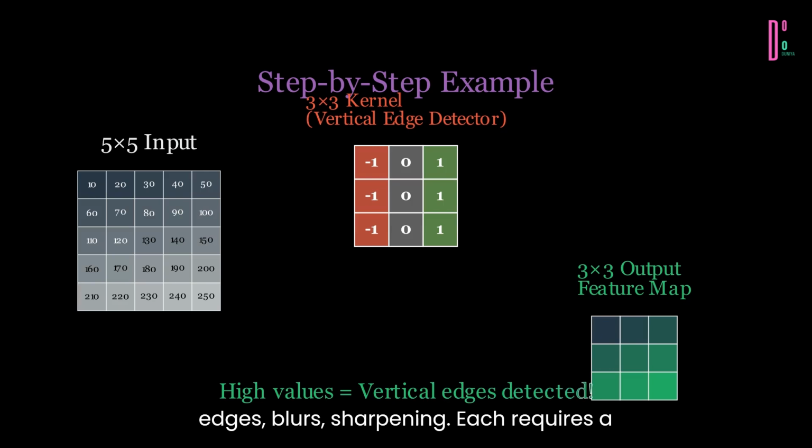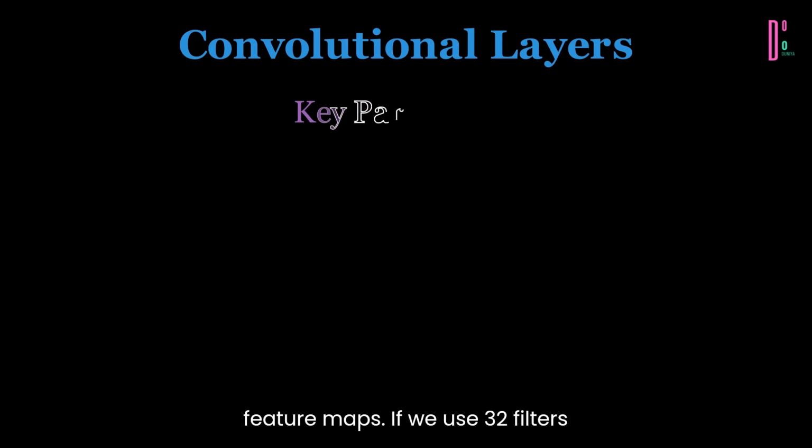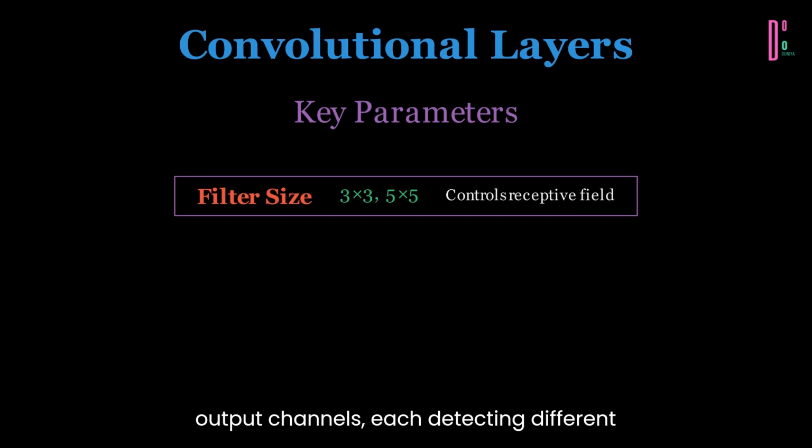Horizontal edges, diagonal edges, blurs, sharpening. Each requires a different kernel. The genius of CNNs? We don't manually design these kernels. The network learns them through training. A convolutional layer applies multiple filters to the input, producing multiple feature maps. If we use 32 filters on a grayscale input, we get 32 output channels, each detecting different patterns.